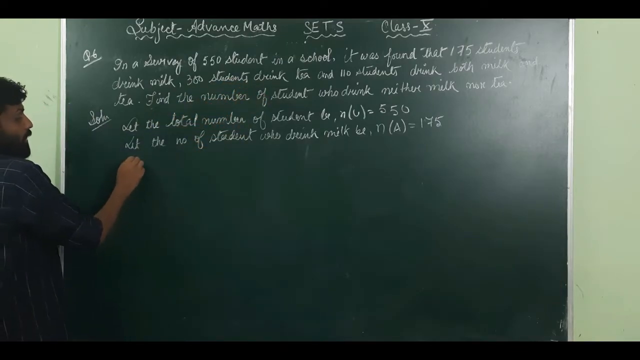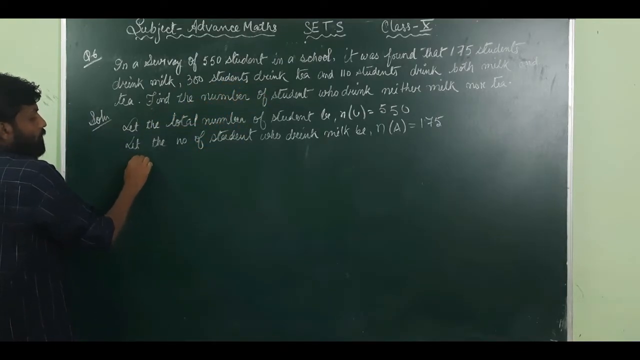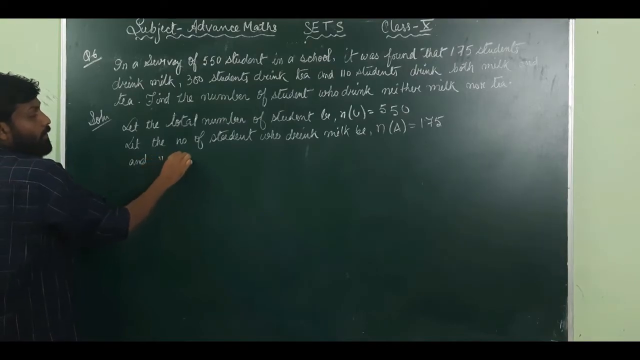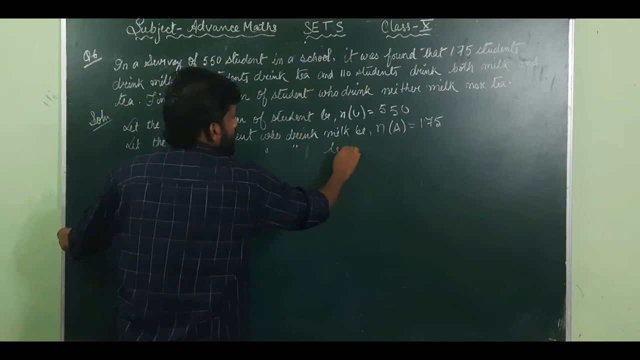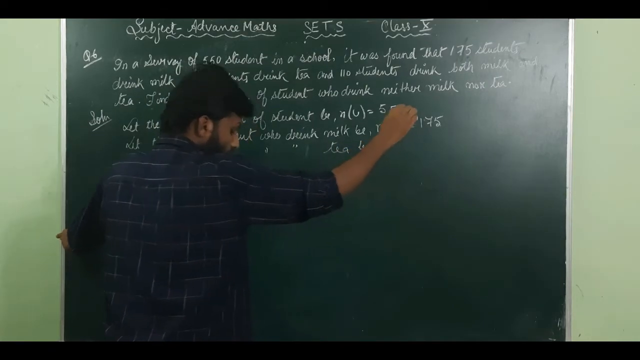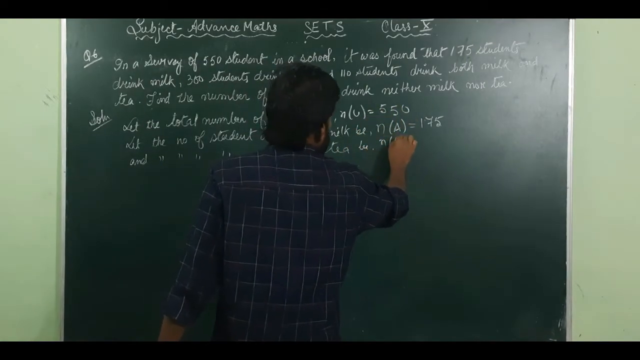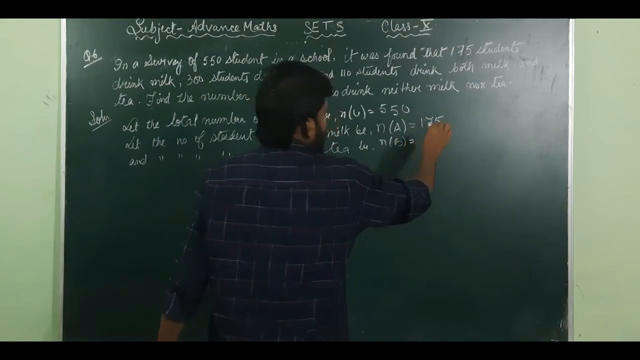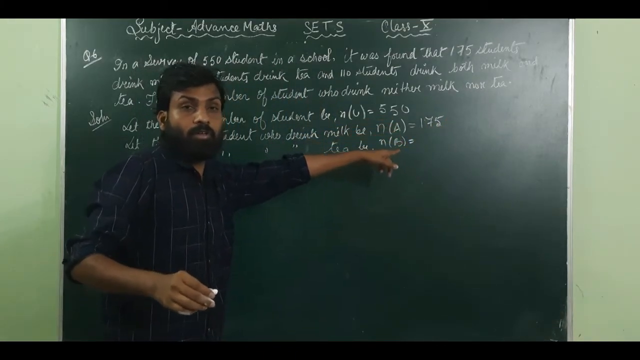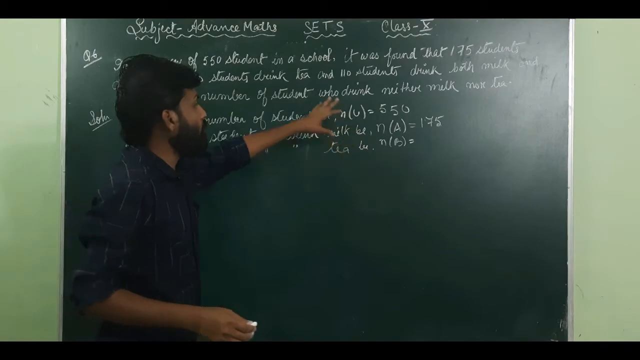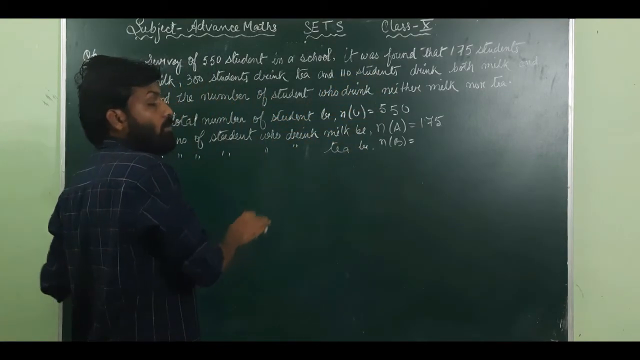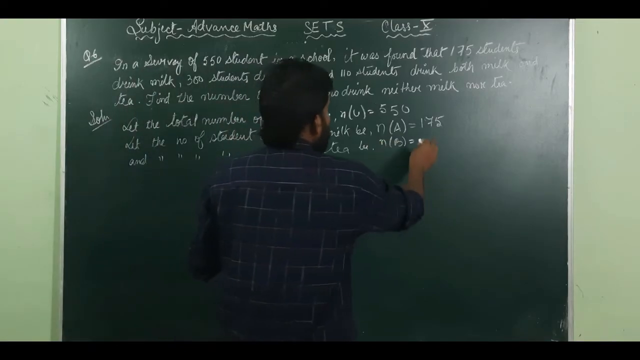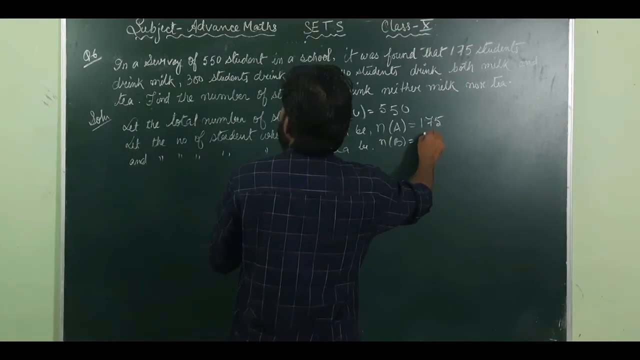Tea here, and let the number of students who drink tea be b. For tea, let us assume it is b here. You can write n of m, n of t, whatever you want, but we have the formula related to n of a and n of b. So we are trying to write things in terms of n of a and n of b only. So what we are going to get is how many students are there?